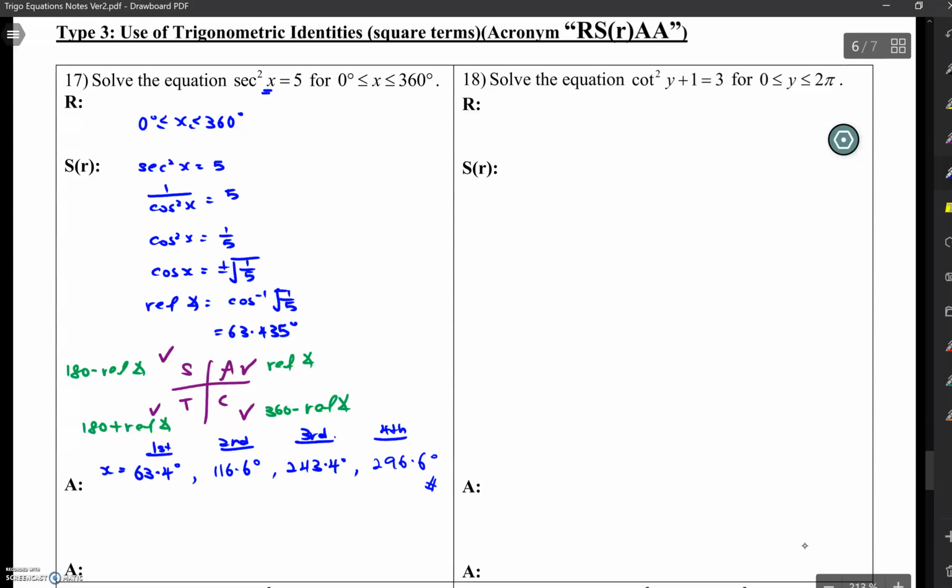Okay, since I know that that's the only 4 answers and I don't have to do more manipulation, my answer is just these 4. Try number 2, 18 by yourself if you are able to, but this time 18 will require a bit more work. You may need to use your identity.